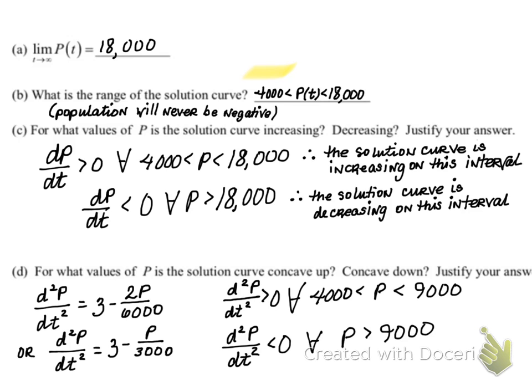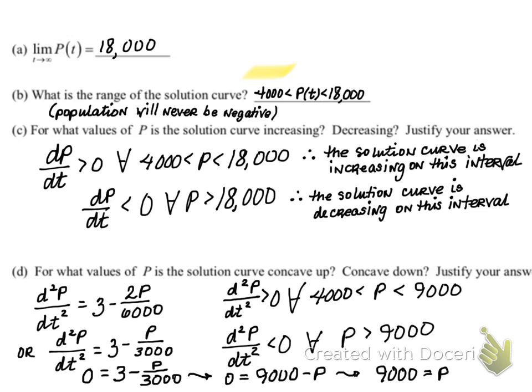Then we get to this interesting part about when your solution curve is concave up and when it is concave down. Your solution curve is concave up when P is less than 9,000. And I just realized that I didn't show the math there, so let me pause the recording and go to that real quick. Okay, hopefully you can see that now. 0 equals 3 minus P over 3,000, and you solve and you get 9,000 as your inflection point.